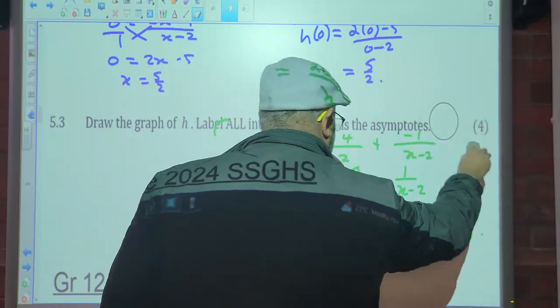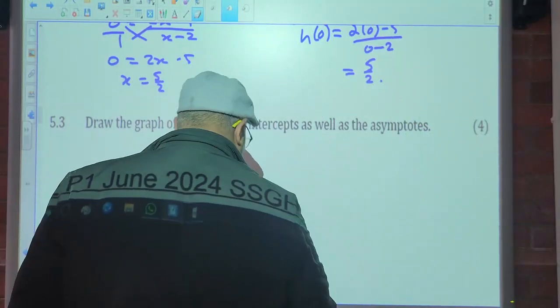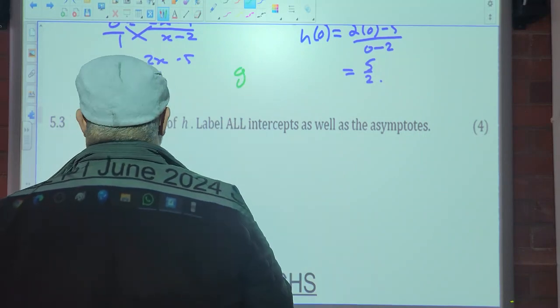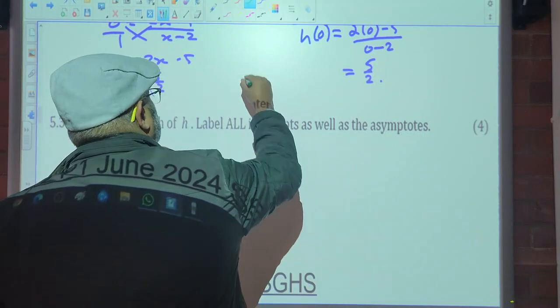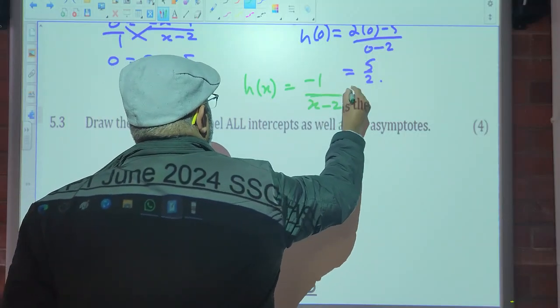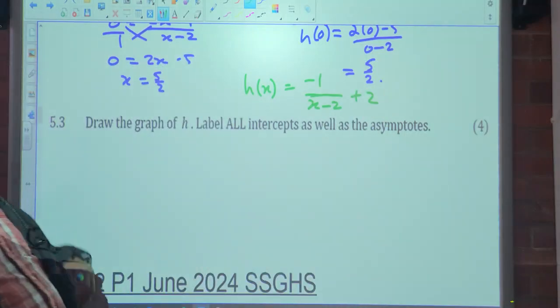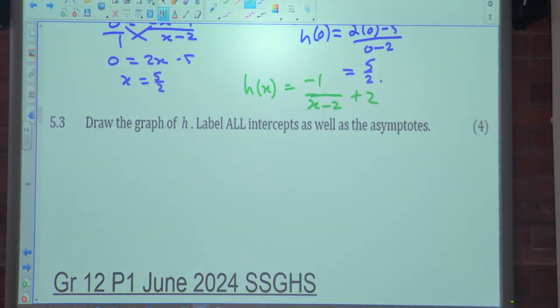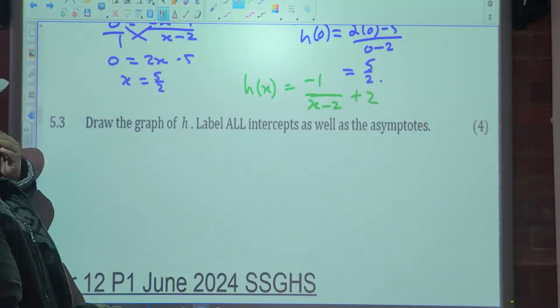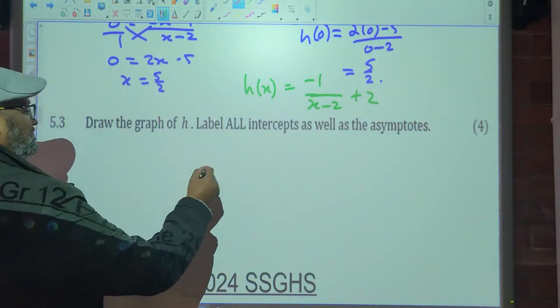Okay, so the equation reads at this point, h of x is equal to negative 1 over x minus 2 plus 2, no? That's what it reads so far. Right, next question. Draw the graph of h, label all the intercepts as well as the asymptotes.